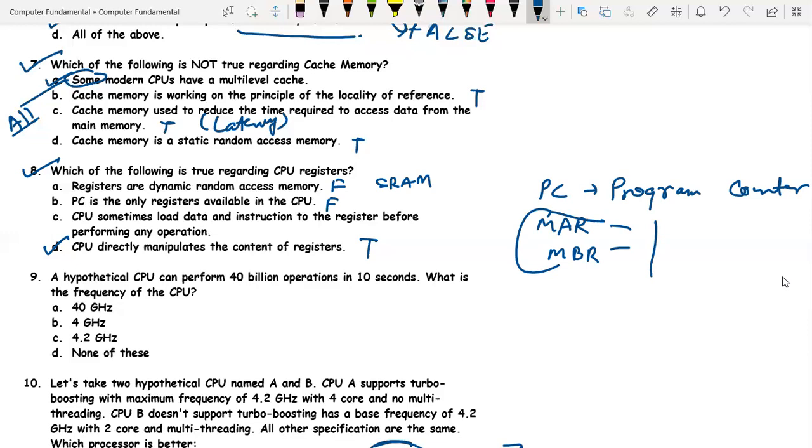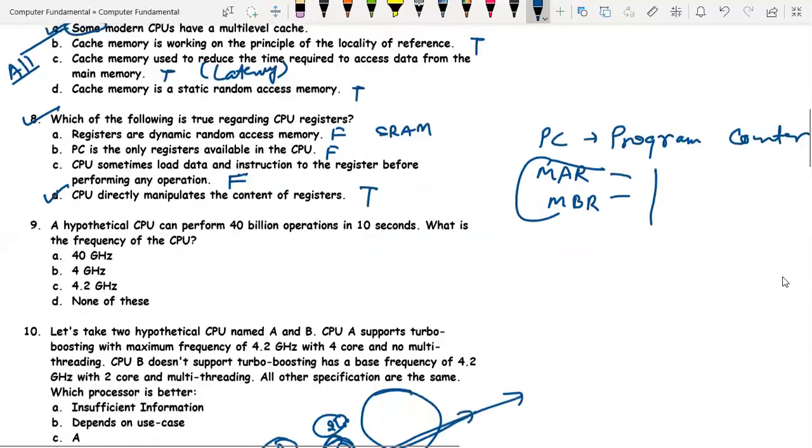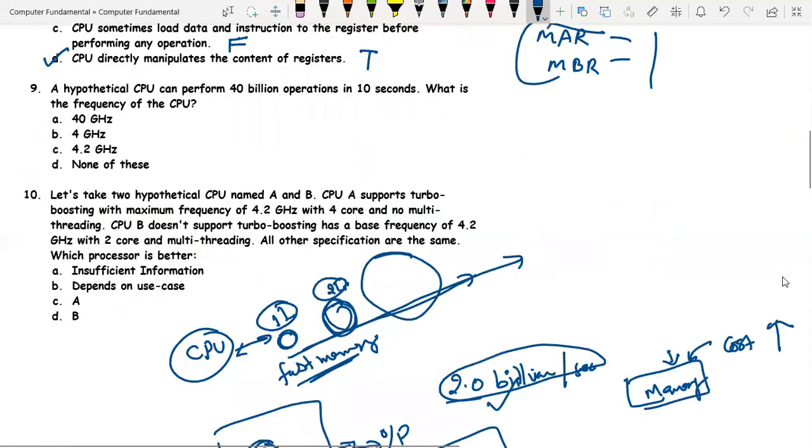What about C? CPU sometimes loads data and instruction to the register. No, all the time. So this is again a false statement. So question number 8, the correct answer is D. Coming to question number 9.